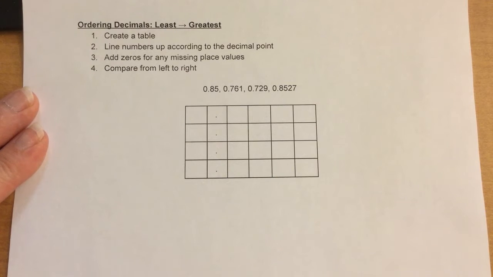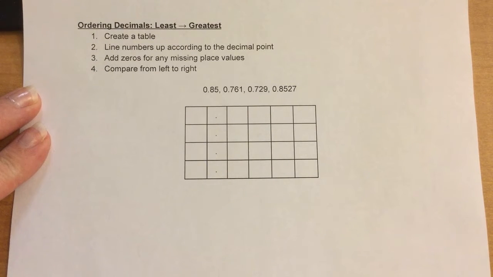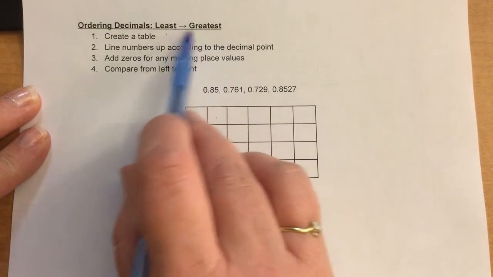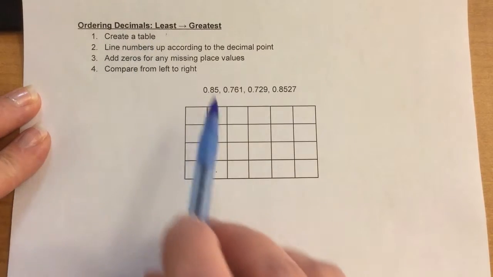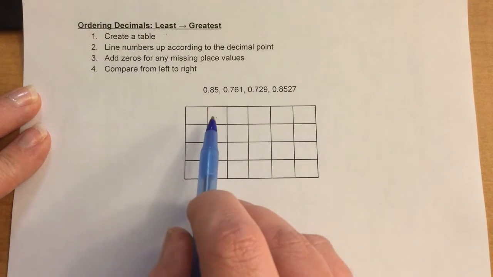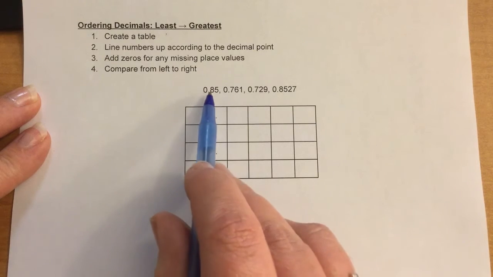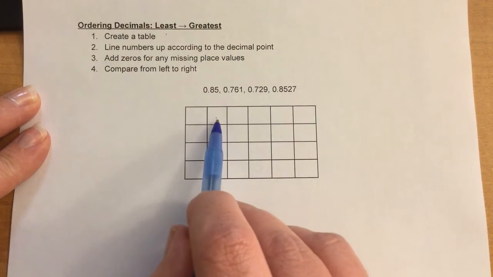So when it comes to ordering decimals, they might ask you to place them in order from the smallest to the largest or largest to the smallest. In this case, they've asked least to greatest. So the first thing I do is create a table. So this is my table, and you can see this column is set aside for the decimal points. So now I'm going to line these numbers up relative to those decimal points.